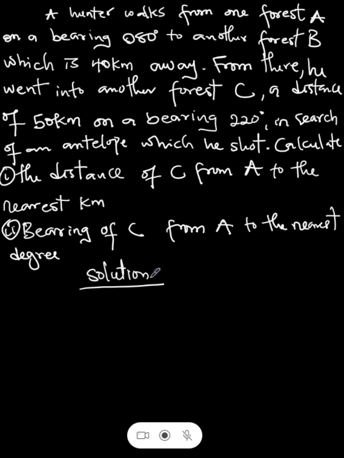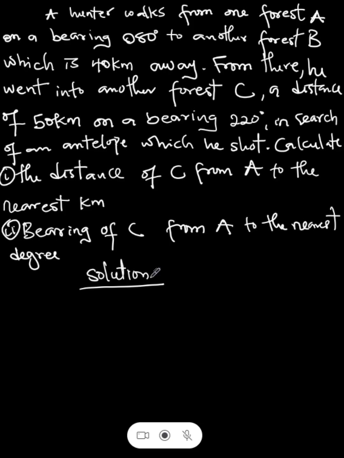A hunter walks from one forest A on a bearing 80 degrees to another forest B, which is 40 kilometers away. From there, he went into another forest C, a distance of 50 kilometers on a bearing 220 degrees. What was he looking for? He was looking for an antelope.